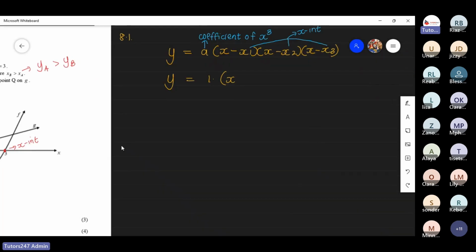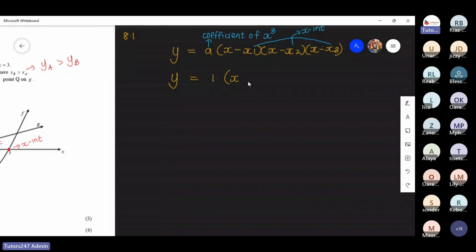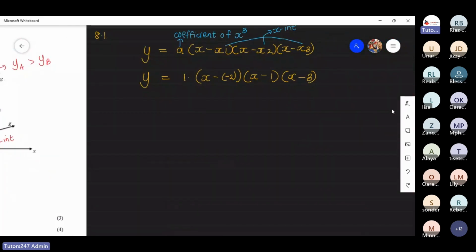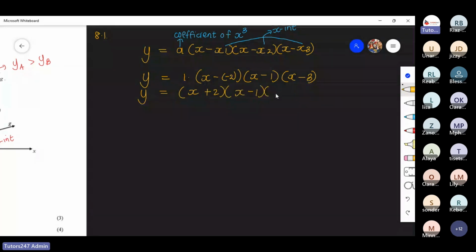So let us now go and substitute that. So we've got x minus -2, x minus 1, and x minus 3. Let's just confirm if that's correct. It's 1, 3, -2. Yes, that is correct. Now, all we need to do from this point is simplify. Negative times negative becomes x plus 2, x minus 1, x minus 3. So these are our three x-intercepts and our value of a once they've been substituted into the formula.